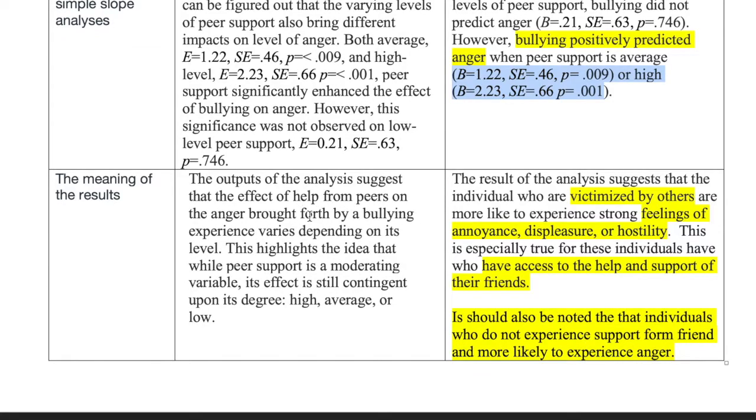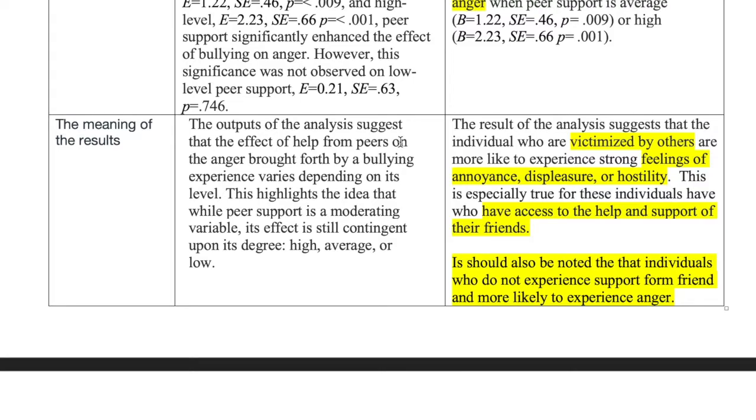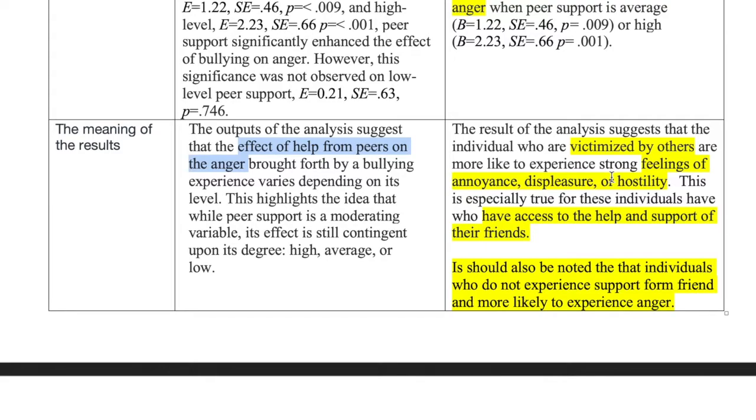And then finally, this is the final sentence or the takeaway of my student. He said the output of the analysis suggests that the effect of help from peers on anger brought forth by a bullying experience varies depending on its level. So you will notice here that this sentence is a bit confusing. The effect of help from peers, which is peer support, on anger. So from this phrase, the reader might be confused, or might mistake peer support to be the independent variable to anger. So that's why I try to rephrase this, and this is what I said.